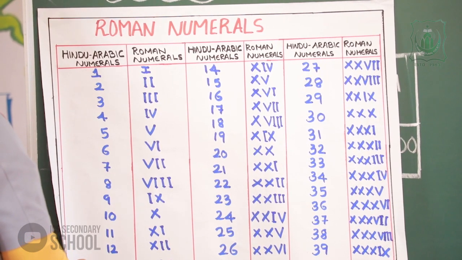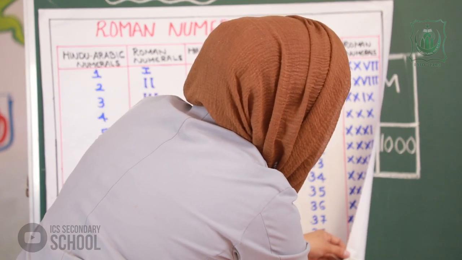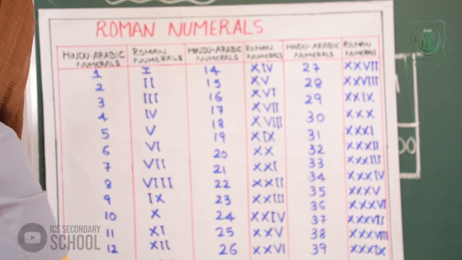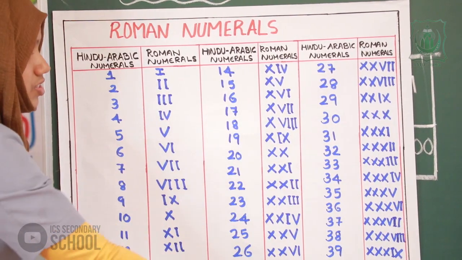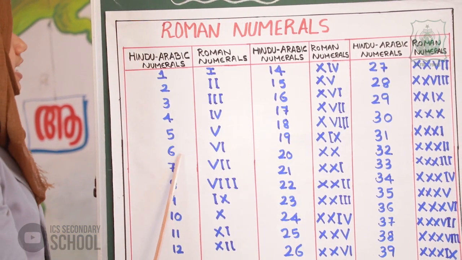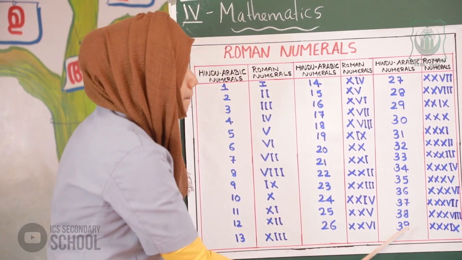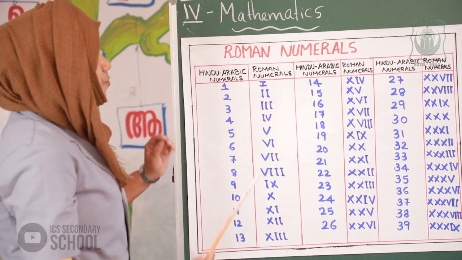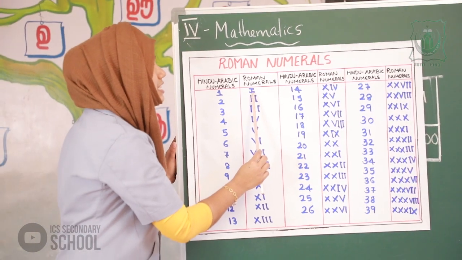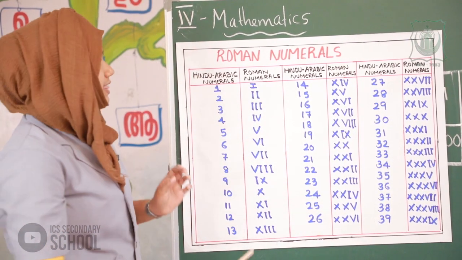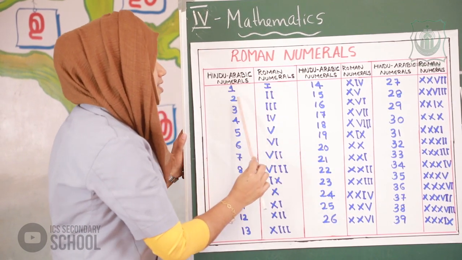Okay, this is the Hindu Arabic numerals with corresponding Roman letters up to 39. All of you listen here. This chart represents Hindu Arabic numerals with their Roman numerals from 1 to the number 39. First, the 1. The Roman numeral for 1 is I. Then 2 is I I, since I means 1, so 2 I's are 2.